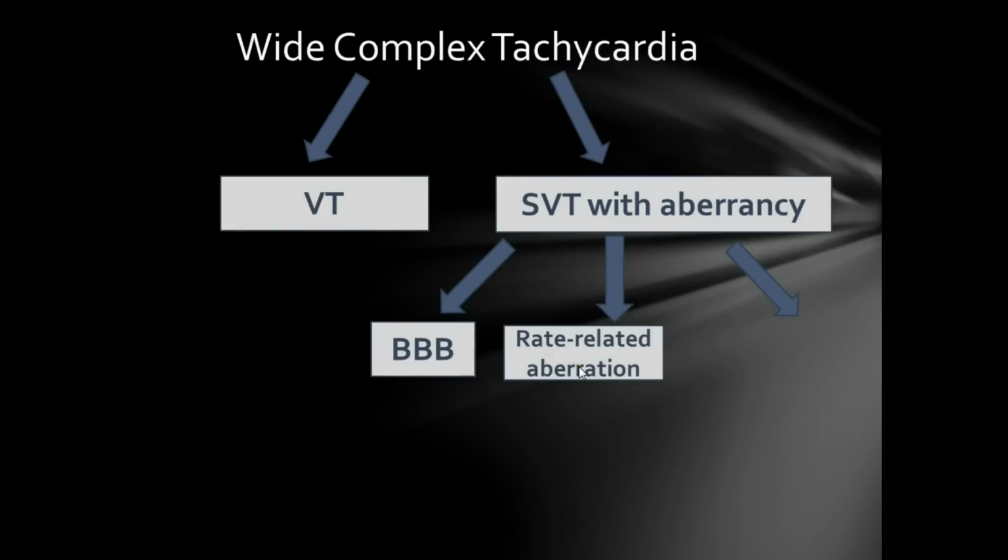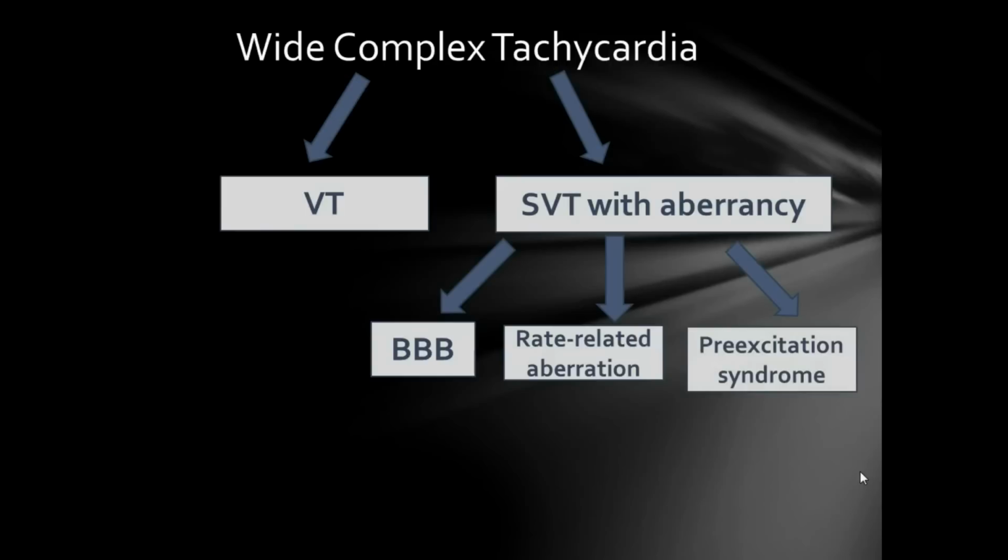In other words, in normal sinus rhythm, you will have normal QRS complexes in rate-related aberration. This is in contrast to bundle branch blocks, in which you will have wide or broad QRS complexes in normal sinus rhythm. And the third cause of aberration is called pre-excitation syndrome, involving an accessory pathway.